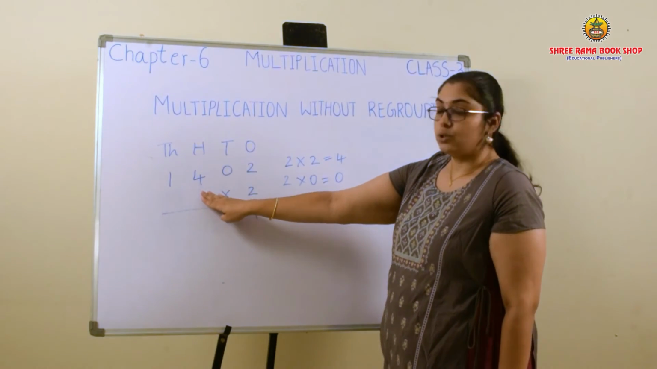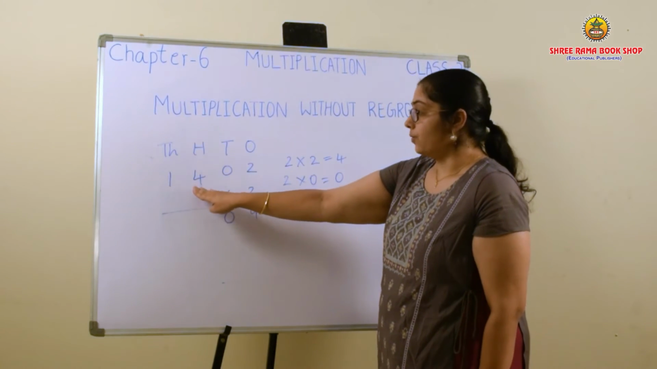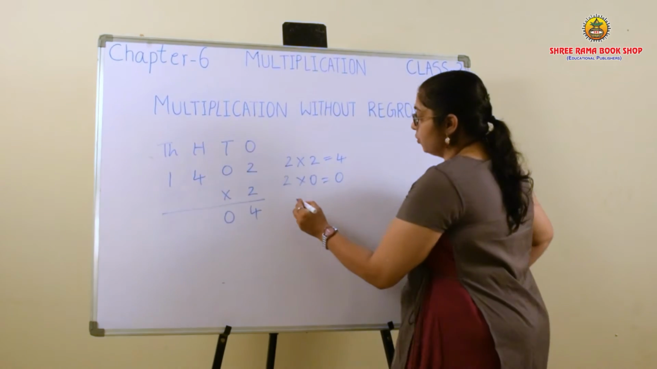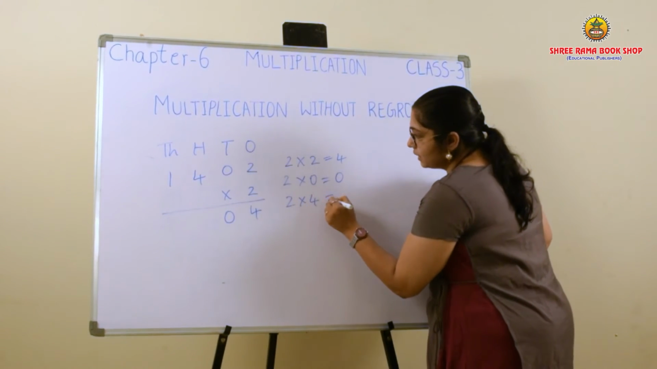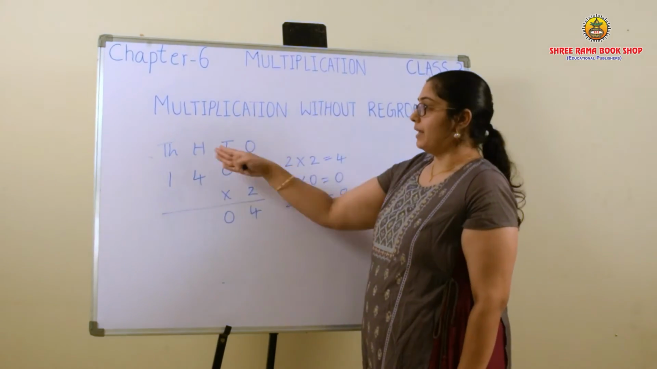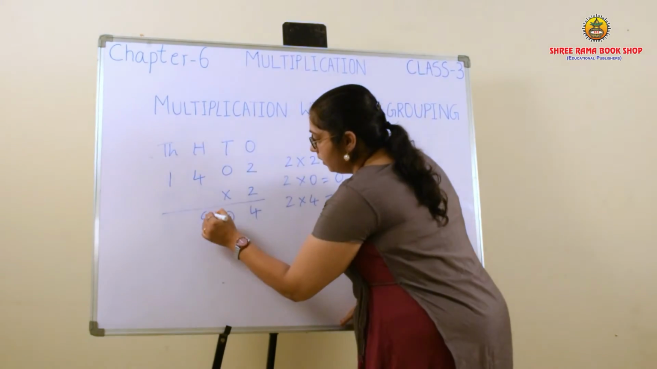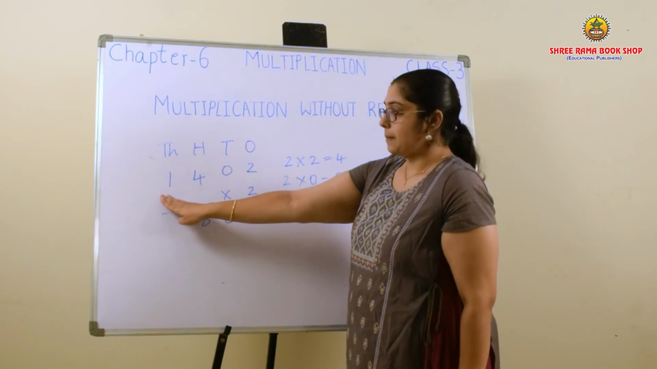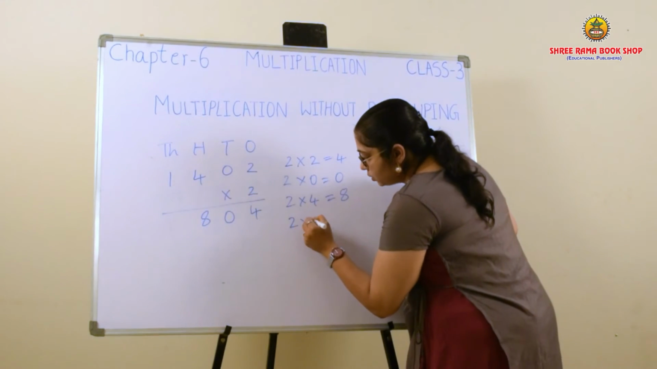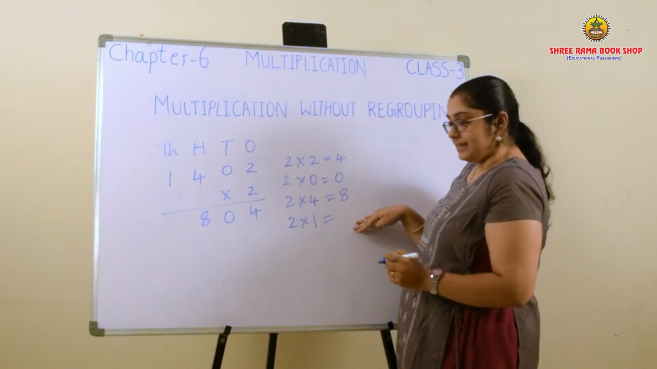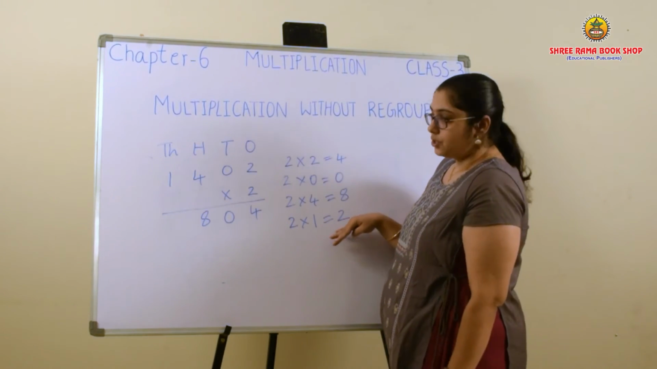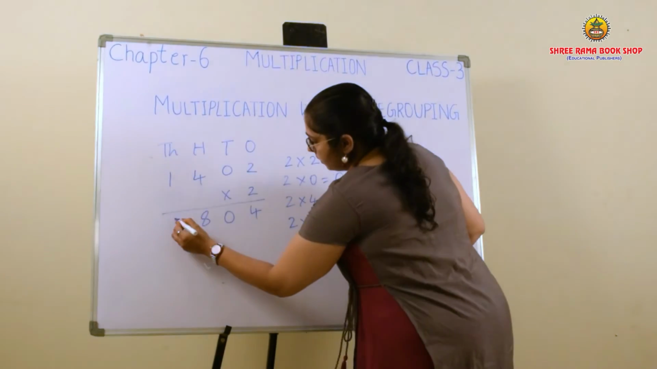Now I will go to the hundreds place. The number in the hundreds place is 4, and I will multiply the number with 2. So 2 into 4 is equal to 8. The product of 2 into 4 I will write in the hundreds column. Now I will go to the thousands place. In the thousands place the digit is 1, and when I multiply 2 with 1 I will get the number itself, so that is nothing but 2. So now I will write the product 2 in the thousands column.